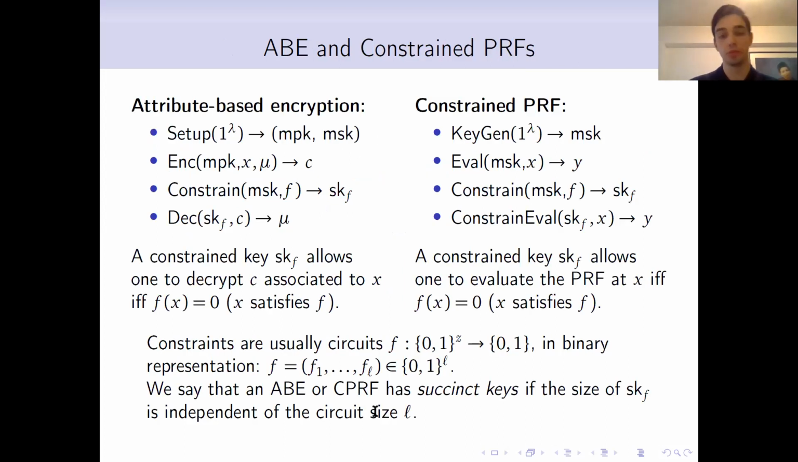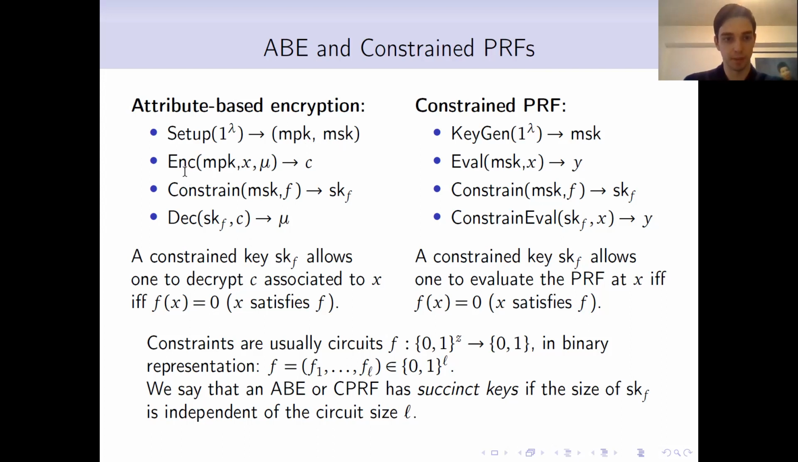Now I'm going to introduce constrained pseudorandom functions alongside their encryption analog, which is attribute-based encryption. So let us start with attribute-based encryption, which is composed of these four algorithms. The setup algorithm generates a public key and a secret key.